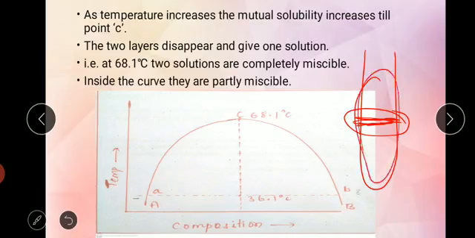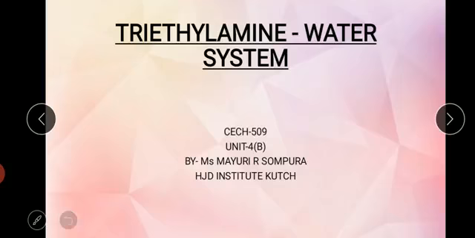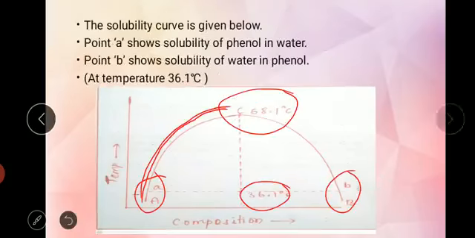Alright, that means inside this curve, both phenol and water are partially miscible, but once you reach a point C where the temperature is 68.1 degrees Celsius, your phenol and water, both the solutions are completely miscible. Alright, so this was all for the phenol and water system.